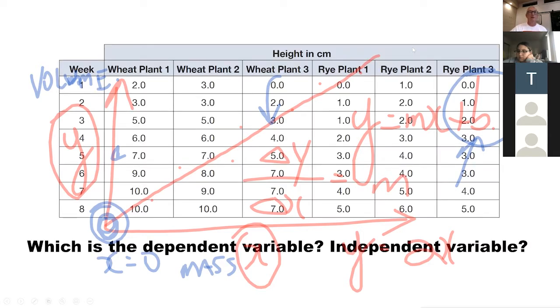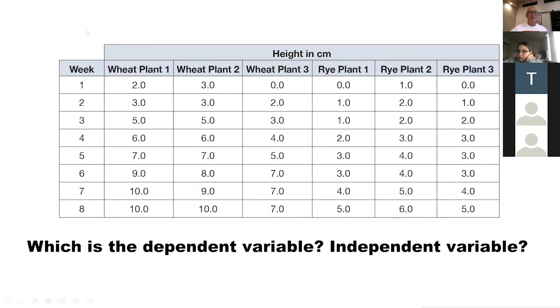So here's the data we're going to be using. This is from the instructions. Has everyone downloaded the instructions, hopefully? Crossing fingers, hoping that's true. So this is the first data that you get, and it basically just gives you 6 different plants. 3 of them are wheat plants, and we've got 3 rye plants over here.